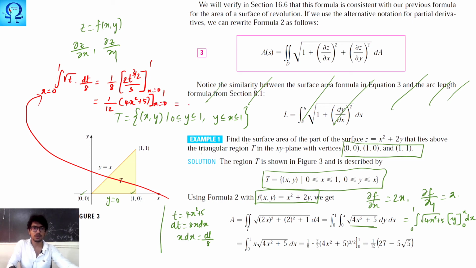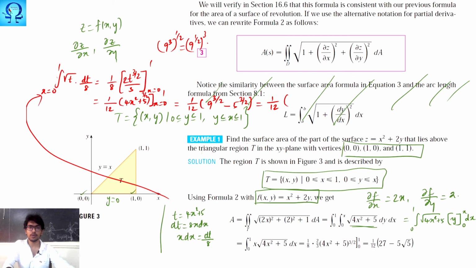So when you substitute x is equal to 1, it is 4 plus 5, 9. So 9 to the power 3 upon 2 minus, when x is 0, 0 plus 5. So 5 to the power 3 upon 2. Okay, so 1 upon 12, 9 cube to the power 1 upon 2. We may write this way, or 9 to the power 1 upon 2 whole cube. We may write this way.